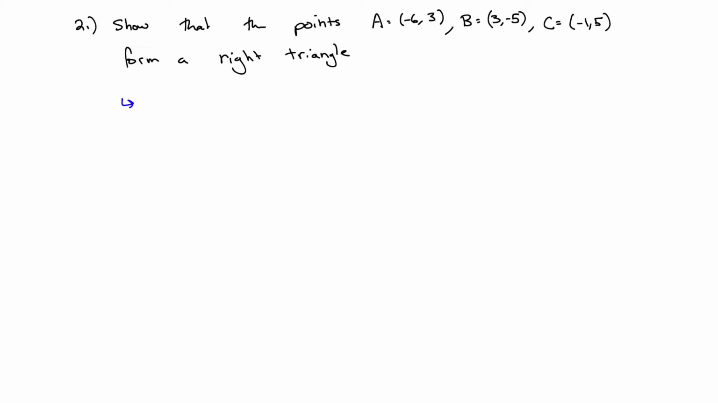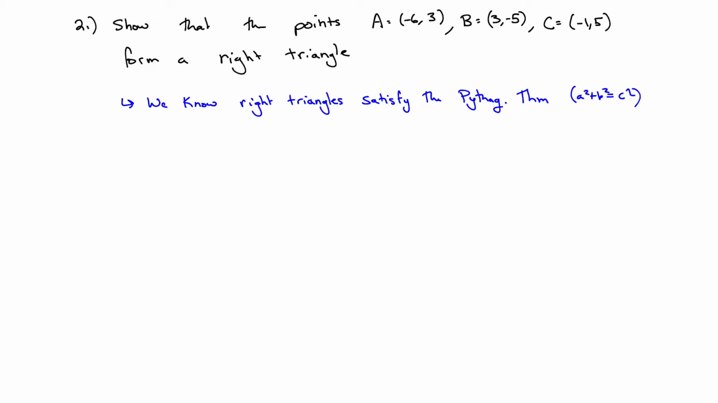So we know right triangles satisfy the Pythagorean theorem, right? a squared plus b squared is equal to c squared, where a and b are the short legs and c is the hypotenuse. Now, don't get these a, b, and c's confused with these A, B, and C's. These are points, these are just values. So we know that right triangles have to satisfy the Pythagorean theorem, right? And in fact, right triangles are the only triangles that satisfy the Pythagorean theorem.